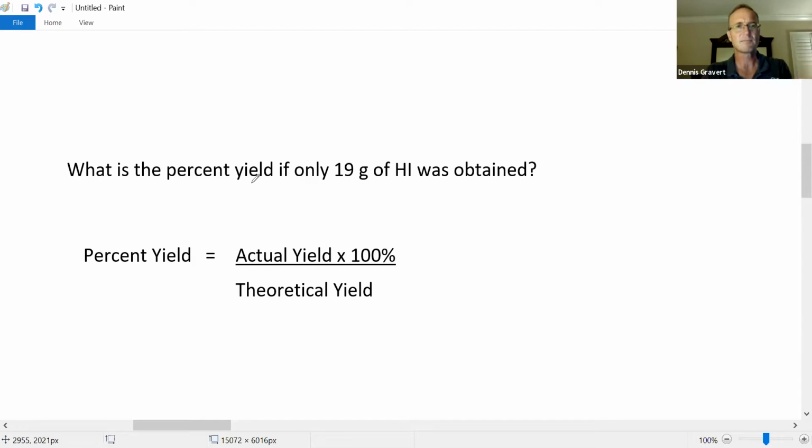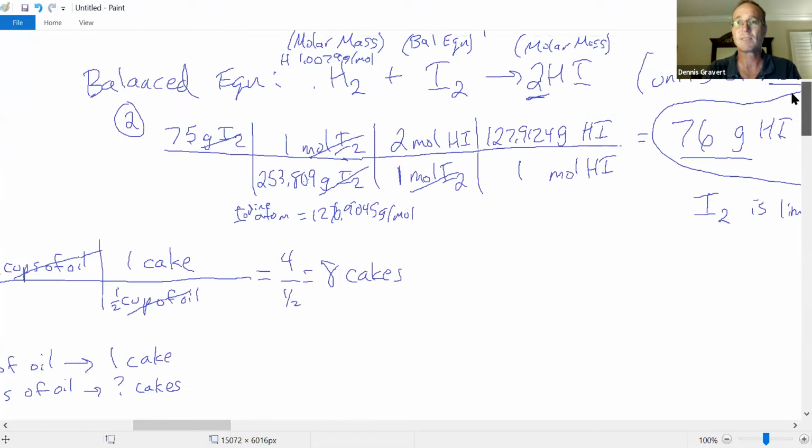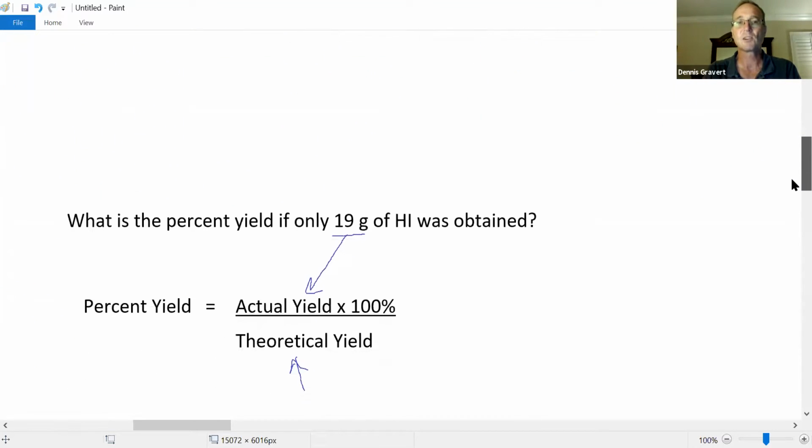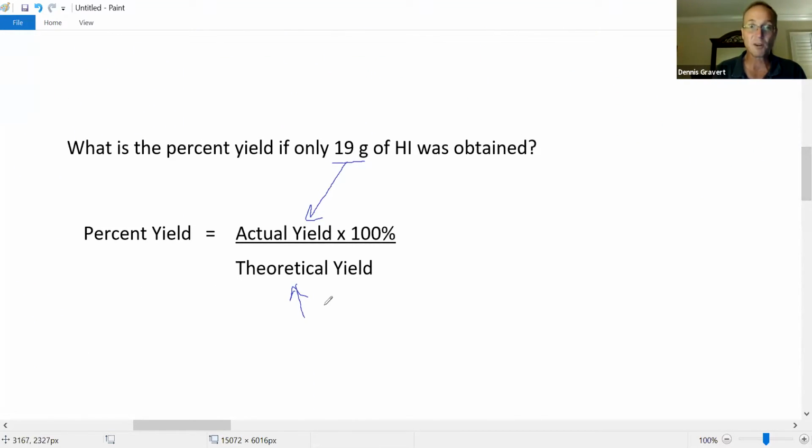Percent yield means, yield just means the quantity obtained. Yield, a harvest, it's what you picked out of the field. I'm trying to think of an analogy, that's all I got. So we only obtained 19. That's the actual amount. The theoretical amount was 76, right? Yep, there it is, 76 grams. So theoretically, in a perfect world, we could have obtained 76 grams. 19 grams actually was obtained through spilling and dirty glassware, contaminants, or maybe we stopped the reaction early before it finished. We got tired of waiting.